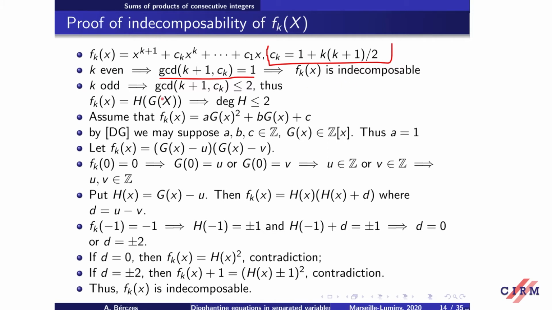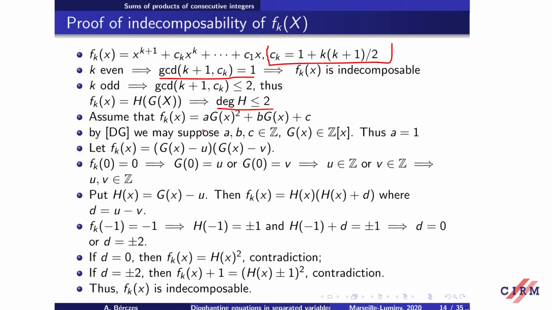When k is odd, then we have to do a little bit more computation. In this case, we see that k plus 1 and c_k have a GCD which is at most 2. Of course, if f_k(x) equals h(g(x)) and the degree of the outer polynomial is 1, that's a trivial decomposition, so it doesn't count. So the only way we may have a non-trivial decomposition is that the degree of h is 2, because the degree of the outer polynomial must be smaller or equal to 2.